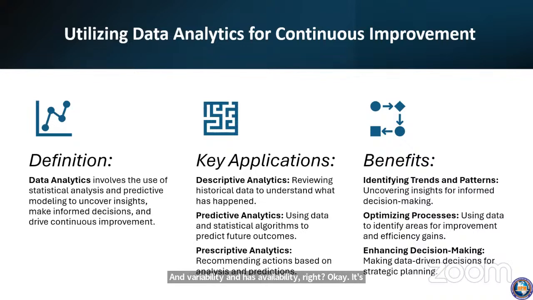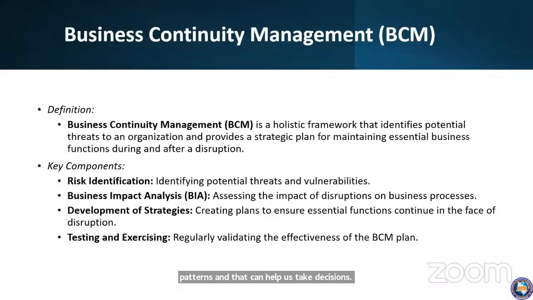So you could have the descriptive data analytics where you look at historical data, predictive data analytics where you look at algorithms to predict the future, or you look at prescriptive data analysis where you make recommendations based on analysis of data available. Now, by the benefits of data analytics in process improvement, we'll be able to identify trends and patterns, and that can help us take decisions. Then we can also optimize processes and enhance decision making. Let's round up with business continuity.